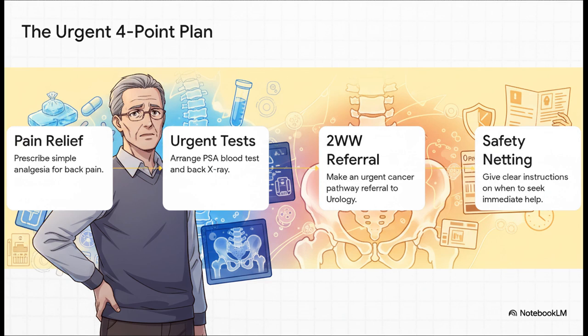Your management plan has to be immediate, and it needs to have these 4 parts. 1. Address his pain right away. 2. Arrange urgent tests, a PSA blood test and a back X-ray. 3. Make that urgent 2-week wait cancer referral to urology. And 4. The crucial one. Provide crystal clear safety netting advice. Ticking these 4 boxes shows the examiner you are a safe, competent doctor.